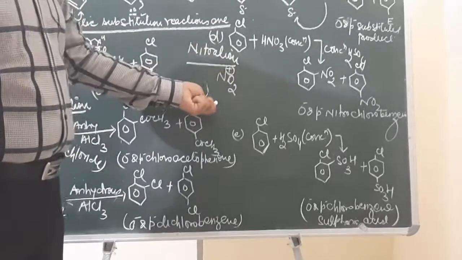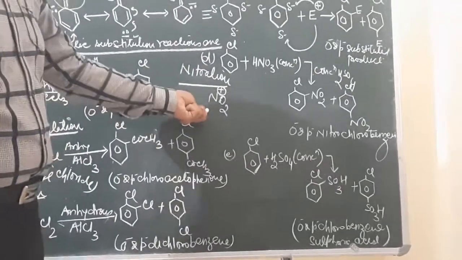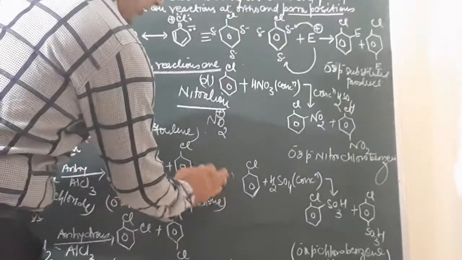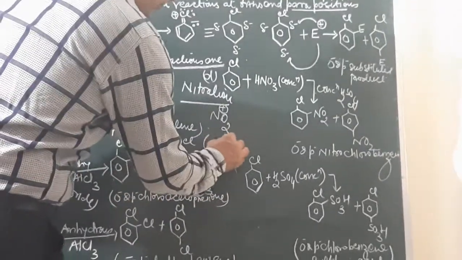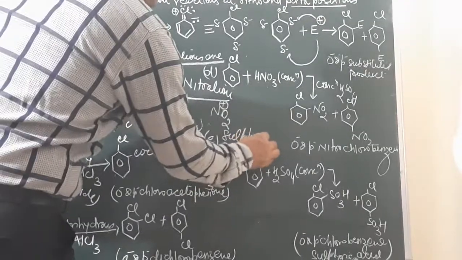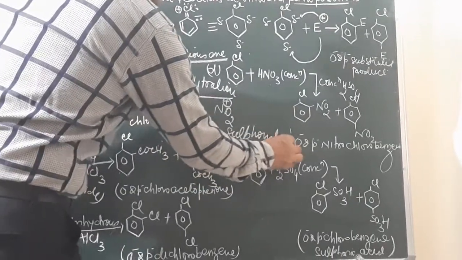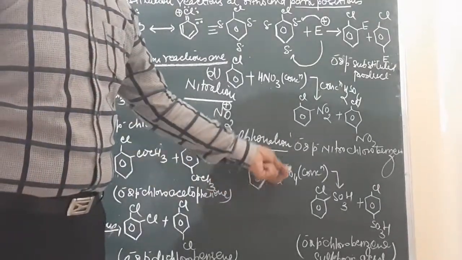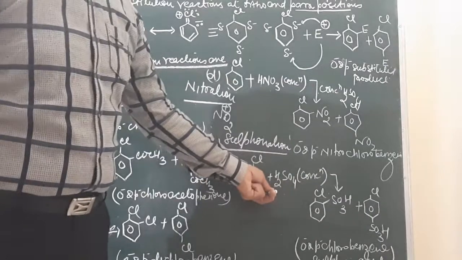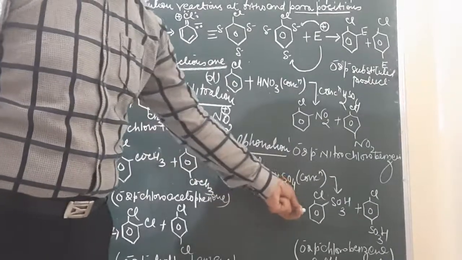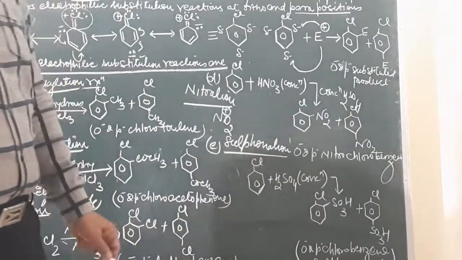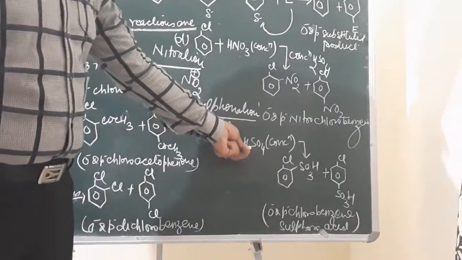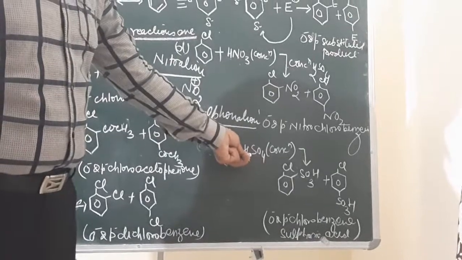Details of this mechanism have been discussed many times with you in class 11. Similarly, when chlorobenzene is made to carry out the sulfonation reaction, what will happen? This chlorobenzene, when it reacts with concentrated sulfuric acid or fuming sulfuric acid, it will result in the formation of ortho and para-chlorobenzene sulfonic acid. Fuming sulfuric acid is used over here to generate the electrophile.